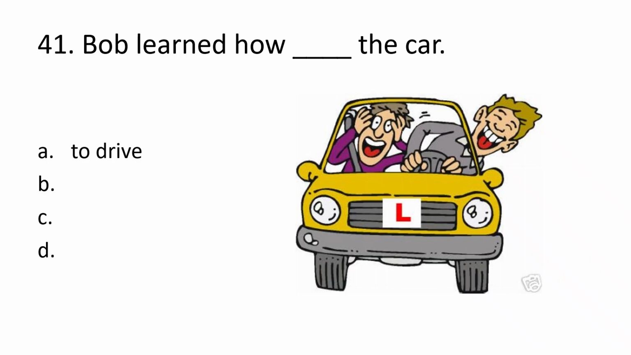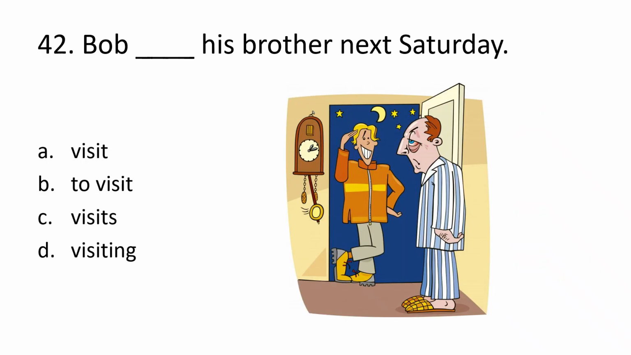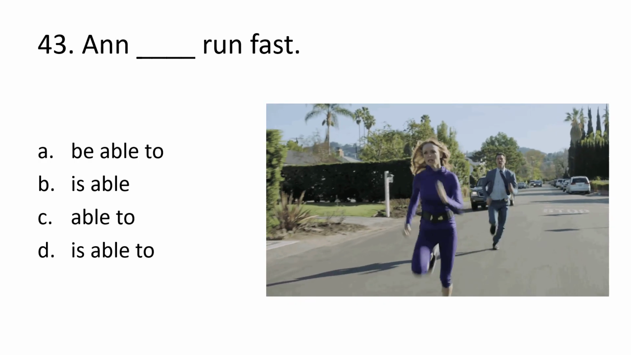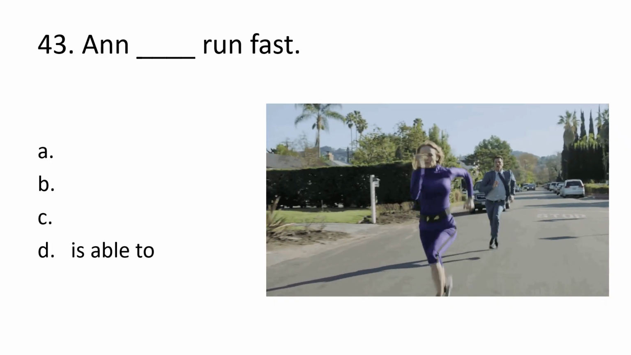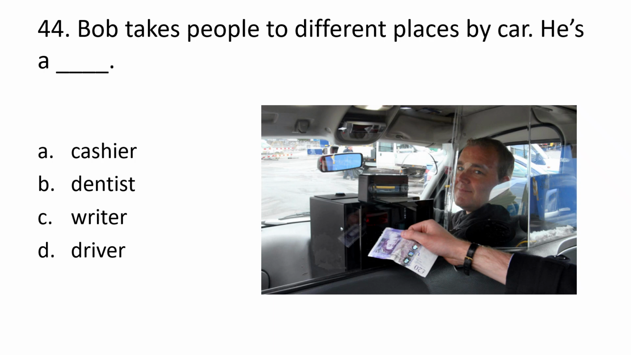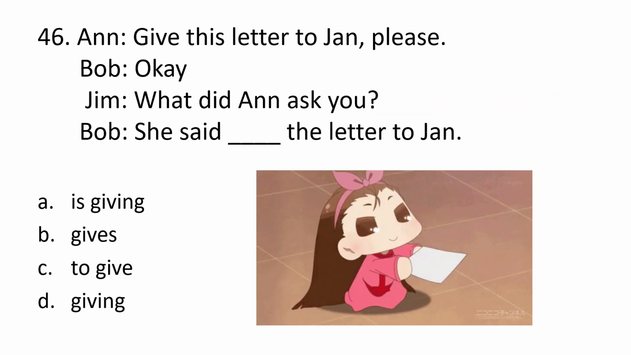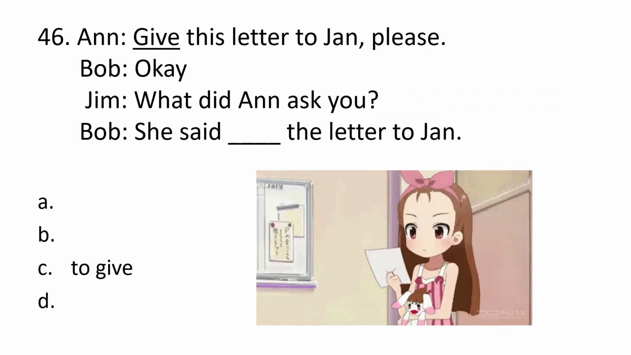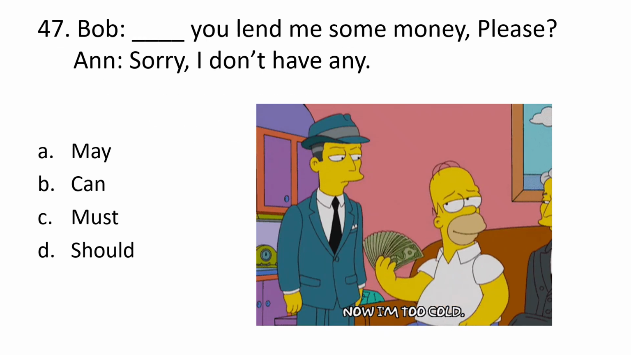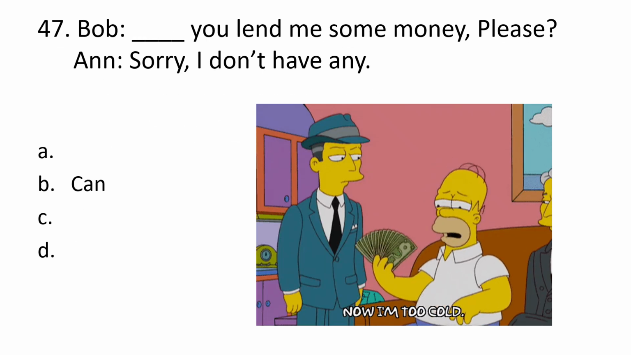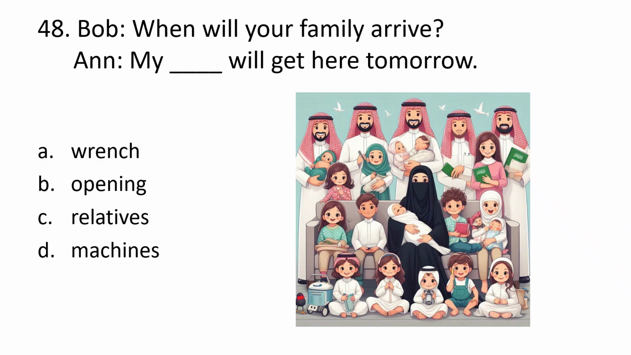Bob learned how to drive the car. Bob visits his brother next Saturday. Anne is able to run fast. Bob takes people to different places by car. He's a driver. My pants are very big. They're loose. She said to give the letter to Jan. Can you lend me some money, please? My relatives will get here tomorrow.